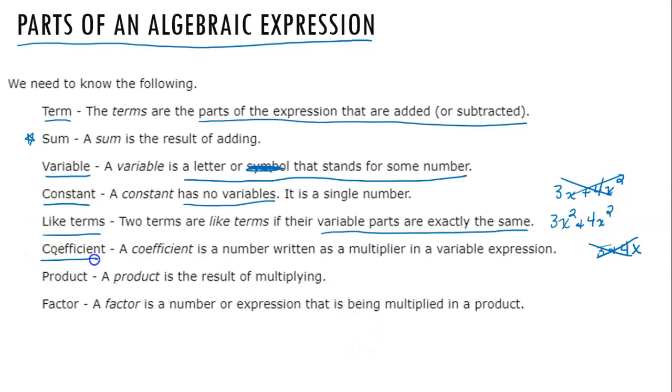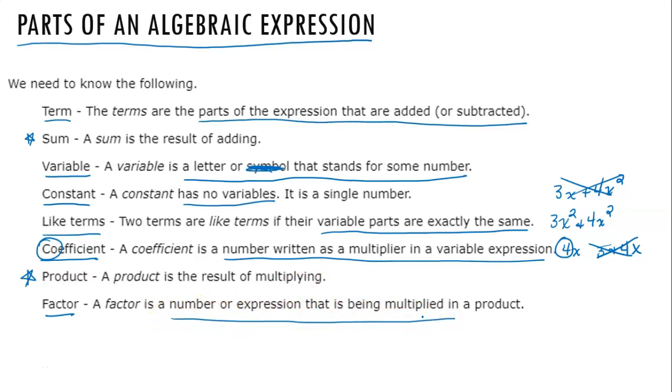Coefficient. I use the stem co to help me remember. Co means together. Coefficient is the number written as the multiplier. So for example, in 4x, 4 is the coefficient. You don't necessarily need to write this down, but write it down if you don't know it. Product, a product is the result of multiplying. And last one, factor. A factor is a number or expression that is being multiplied. Pause the video, get all of this stuff written down because you're going to need to refer to it here in just a second.